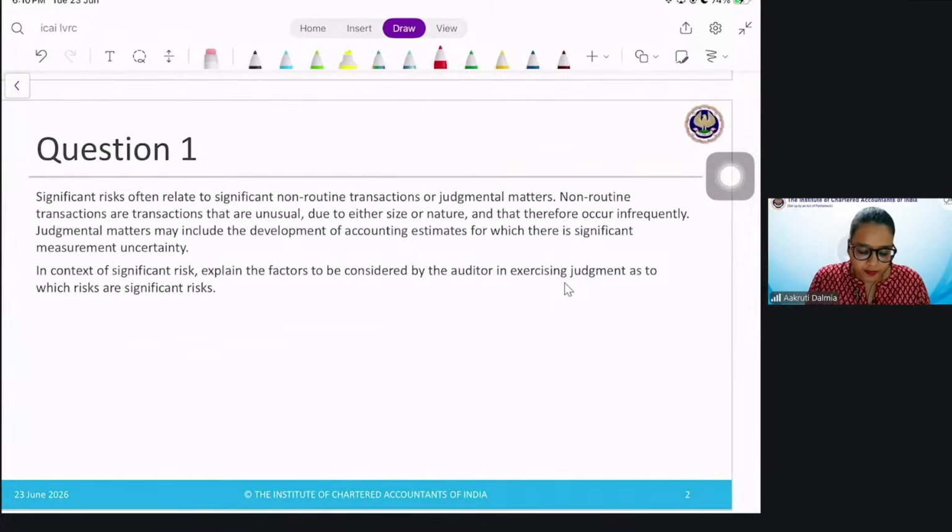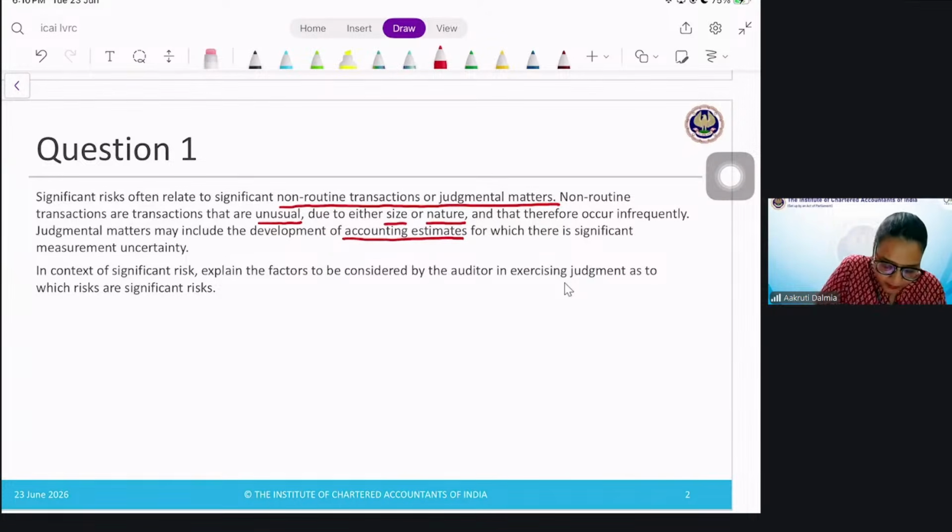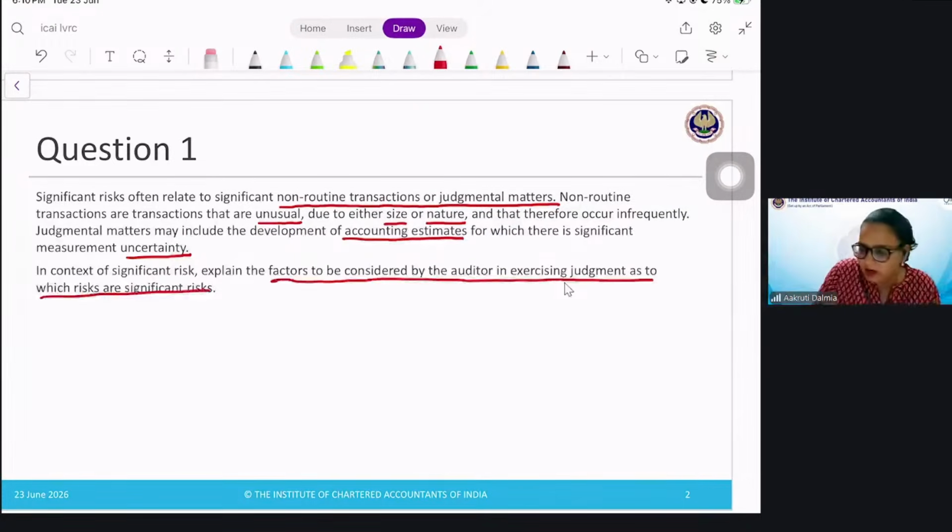Significant risks often relate to significant non-routine transactions or judgment matters. Non-routine transactions are transactions that are unusual due to either size or nature, therefore occur infrequently. Judgmental matters may include the development of accounting estimates for which there is significant uncertainty of measurement. In this context of significant risk, explain the factors to be considered by the auditor in exercising judgment as to which risk are significant risk.